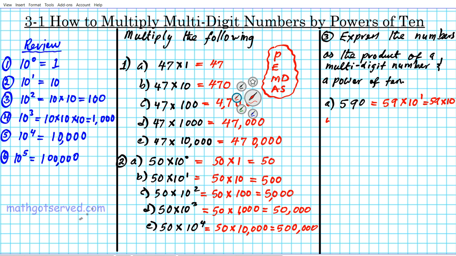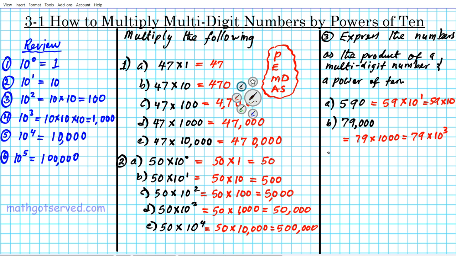Part B, what if we have the number 79,000? What is this one going to be? 79,000 is going to be 79 times 10 to the what power? You have 1, 2, 3 zeros, so we can write it as 79 times 1,000, or 79 times 10 to the third power, because we have 3 zeros there. That's 1,000, and the exponential form is 10 to the third.